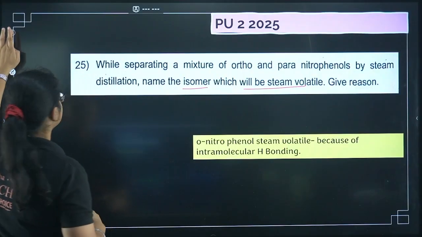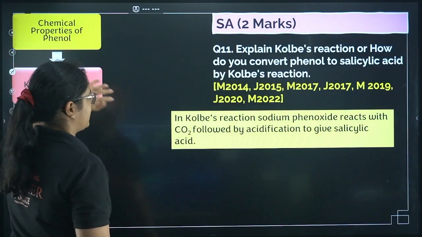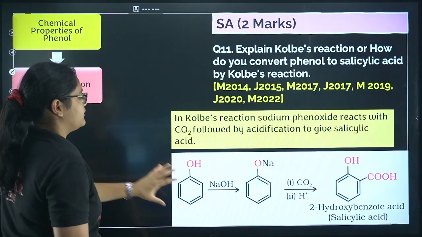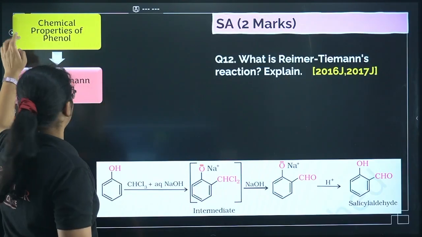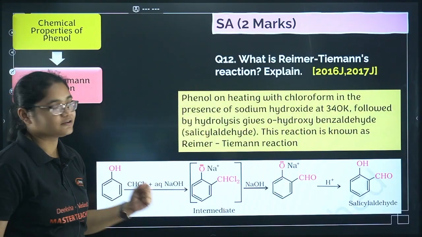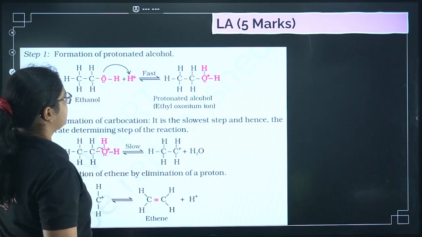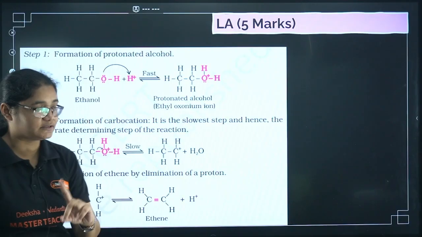Okay. Next question is explain Cole's reaction. So again the same, name reactions, you have to write the definition and then you have to write the reaction also. Next we have some other name reaction, Reimer-Tiemann reaction, again statement and the reaction for that one. Next we have some mechanisms, 3 important mechanisms that you must be revising.